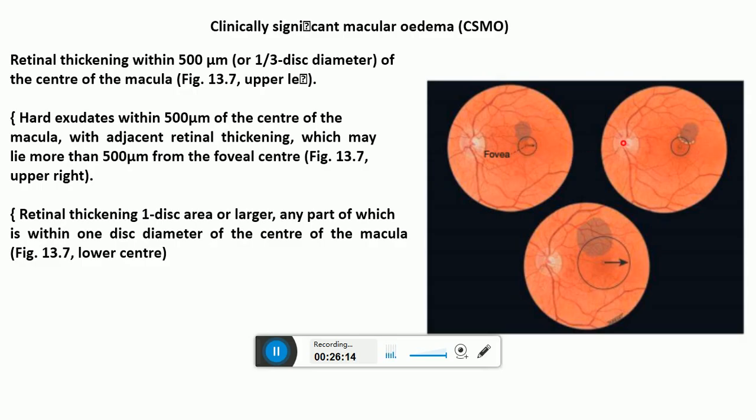So here only thickening, and here hard exudates, and the third is retinal thickening one disc area or larger, any part of which is within 1 disc diameter of the center of the macula.